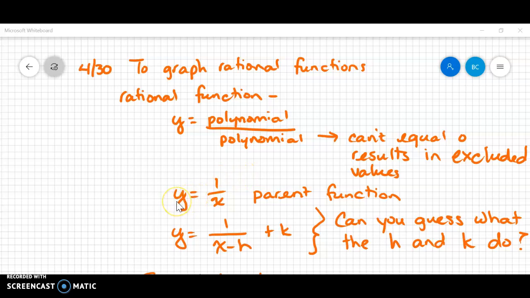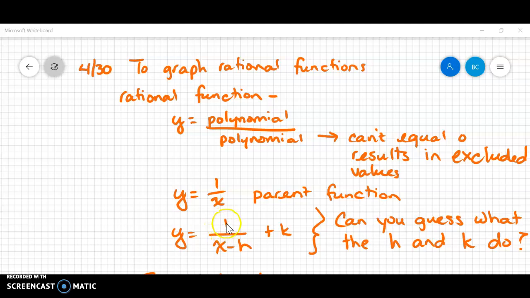So the parent function of a rational function, the most basic one, is f of x equals 1 over x, or y equals 1 over x. And then we make it more complicated by including an h and a k. So I'm wondering if you can guess what the h and the k are going to do. If you've been paying attention to the different types of functions we've been working on, you should have a good guess for that.